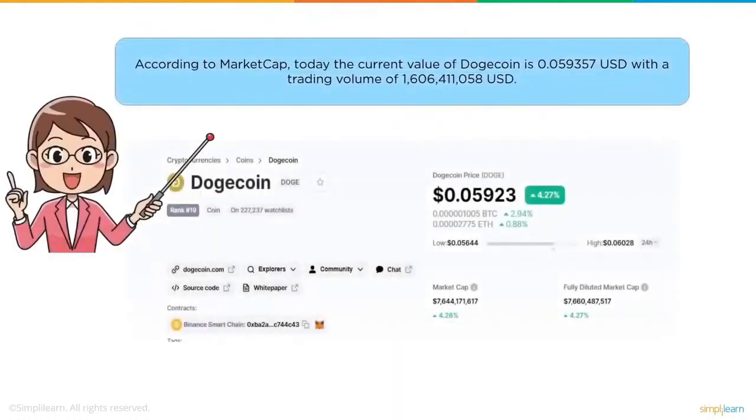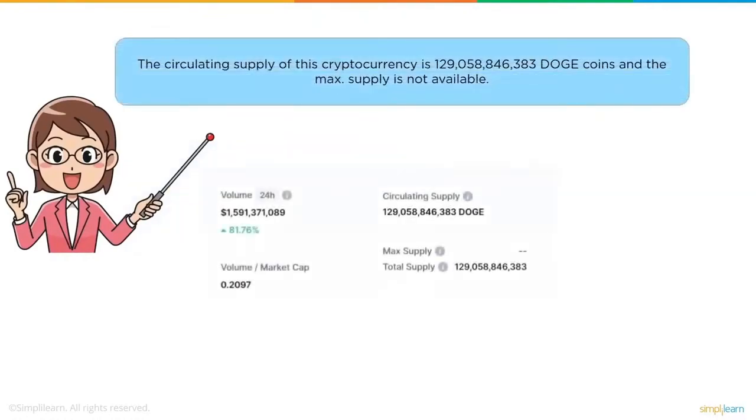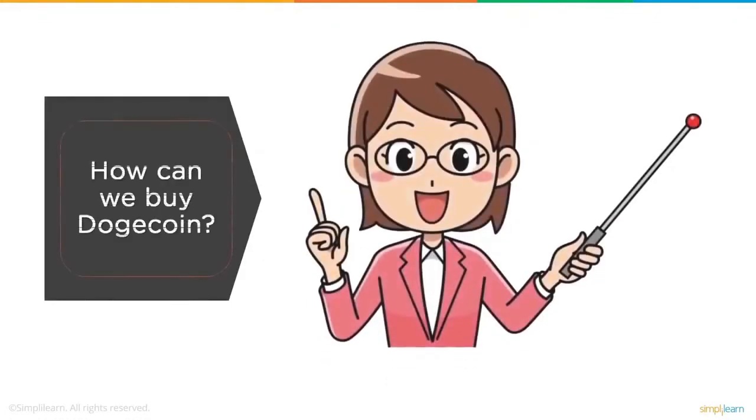According to the market cap today, the current value of Dogecoin is $0.059357 USD with a trading volume of $16 billion. The circulating supply of this cryptocurrency is 129 billion Dogecoins, and the max supply of Dogecoin is not available. How can we buy Dogecoin?